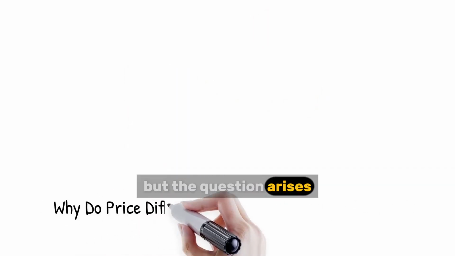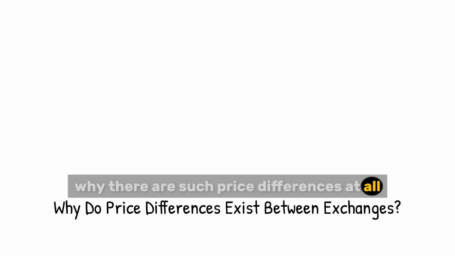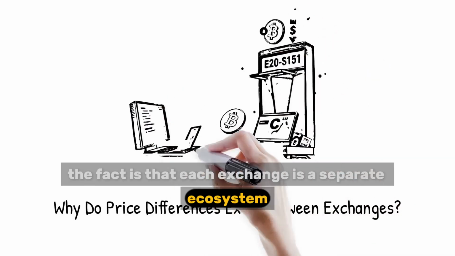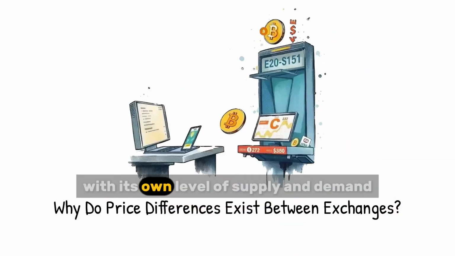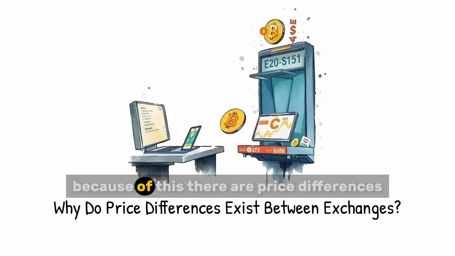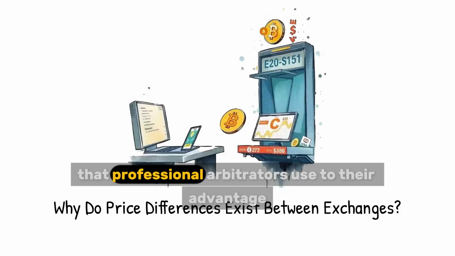But the question arises why there are such price differences at all. The fact is that each exchange is a separate ecosystem with its own audience, with its own level of supply and demand, liquidity, and even technical conditions. Because of this, there are price differences that professional arbitrageurs use to their advantage.